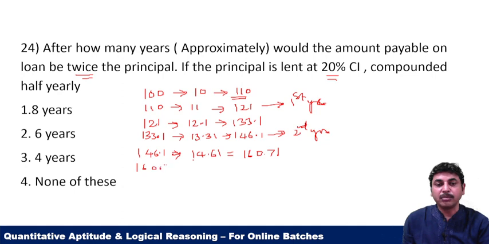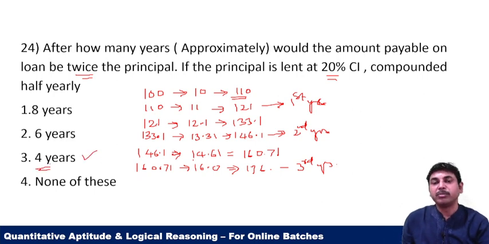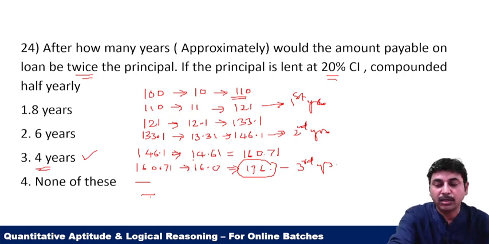Then again 10% of 160.71 is approximately 16. So this is 176, a close value, at the end of the third year. So effectively you can say that at the end of the fourth year, this amount will become double. It has not doubled yet, it's close to double. So again you have to take 2 trials for the next years or next half years.